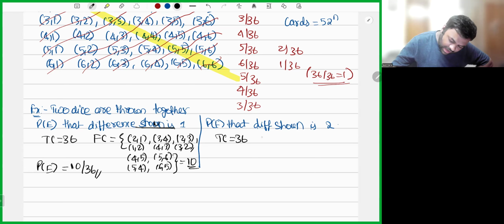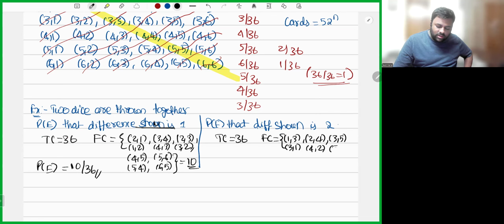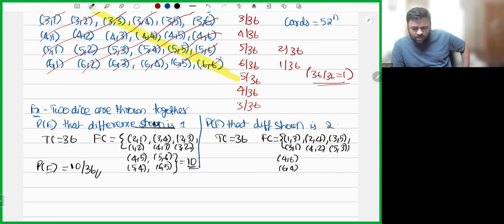Next. Again, here favorable cases, difference shown is 2. In how many cases we have difference shown is 2? Let's check. 1, 3, 3, 1. Next, 2, 4, 4, 2. Next, 3, 5, 5, 3. Next, 4, 6, 6, 4. That's it.